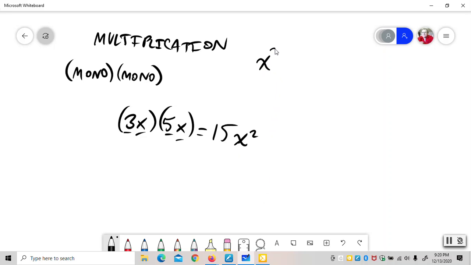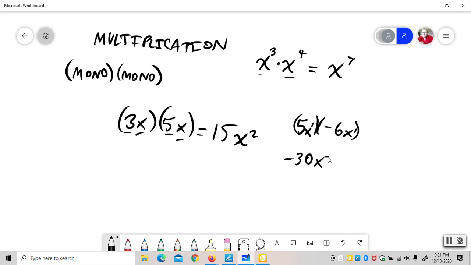Remember, when you have two powers with the same base times each other, you add the exponents. So x to the third power, x cubed, times x to the fourth power, 3 plus 4 is 7. The reason that's important is if I had something like 5x times negative 6x, 5 times negative 6 is negative 30, easy enough. Remember, plain old x is understood to be to the first power. X times x is x squared.